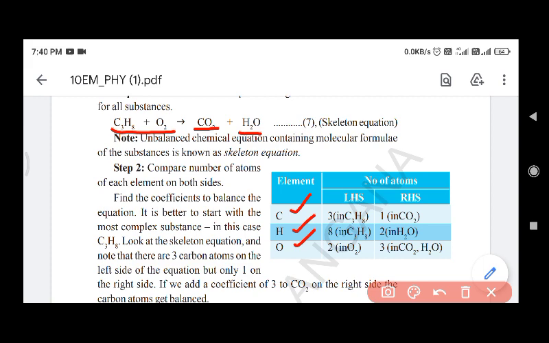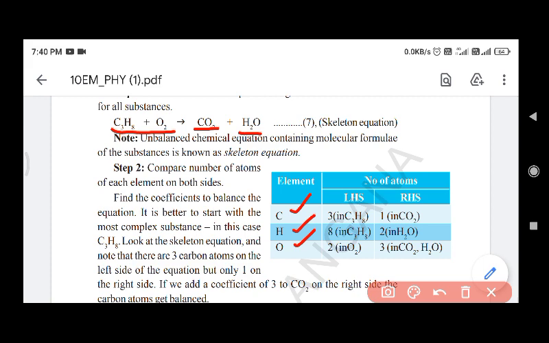Next, what element is present? Still oxygen. Oxygen in O2: two atoms are present on the left-hand side. The same oxygen is on the right-hand side in two products. In CO2, two atoms of oxygen, and in water, H2O, one atom of oxygen.